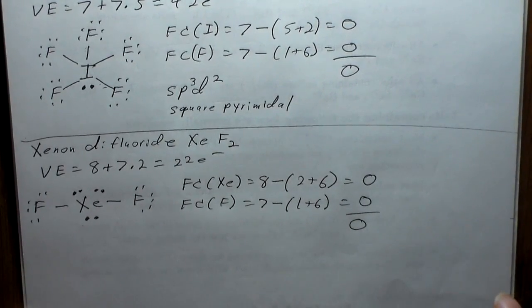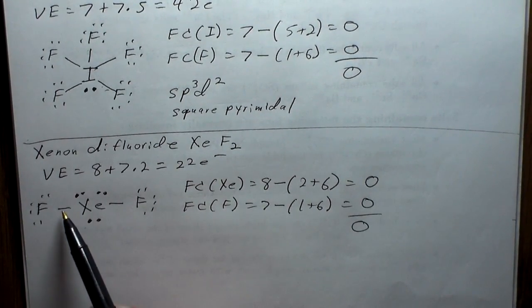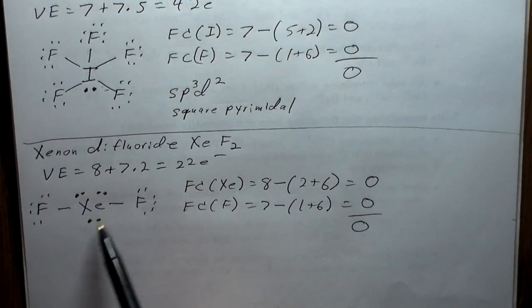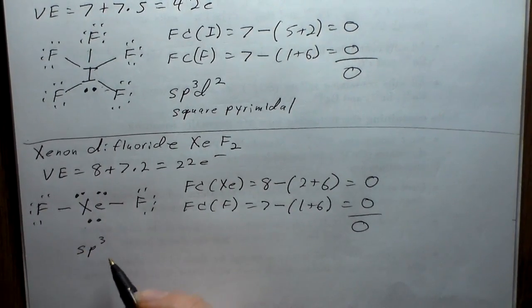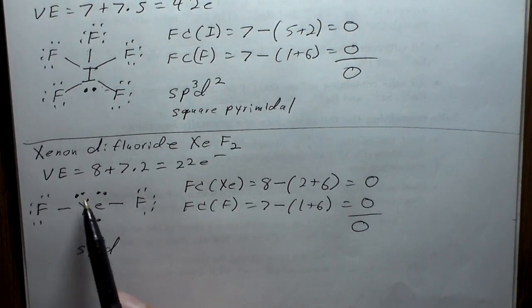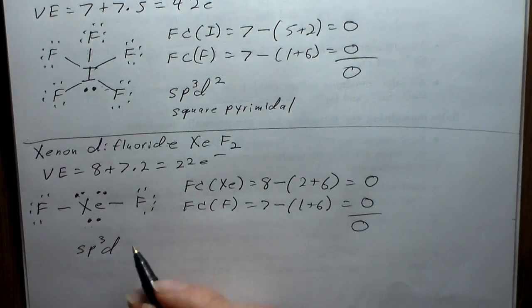So I don't have to move any electrons around, it's all single bonds. My hybridization: this is attached to 2 things and 3 lone pairs, so that's going to be sp3d, because that has 1, 2, 3, 4, 5 things there, right? 1 s, 3 p's, and a d.